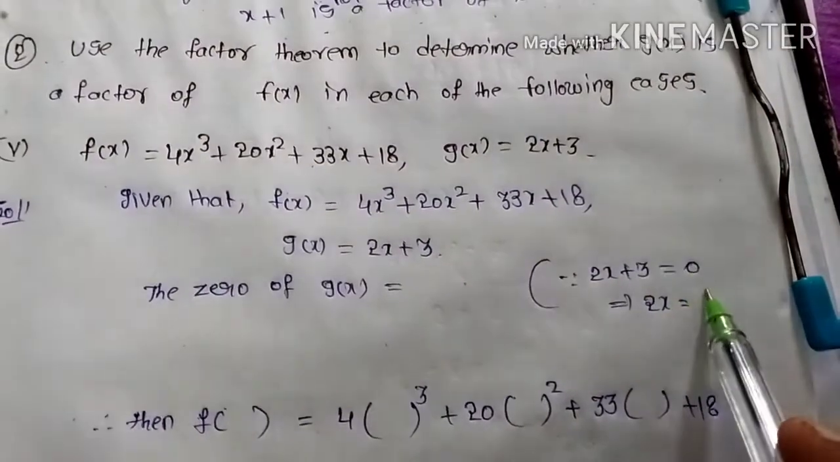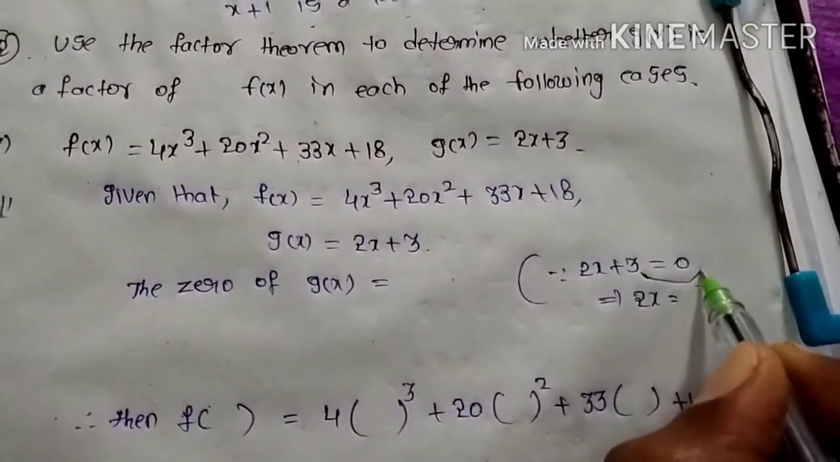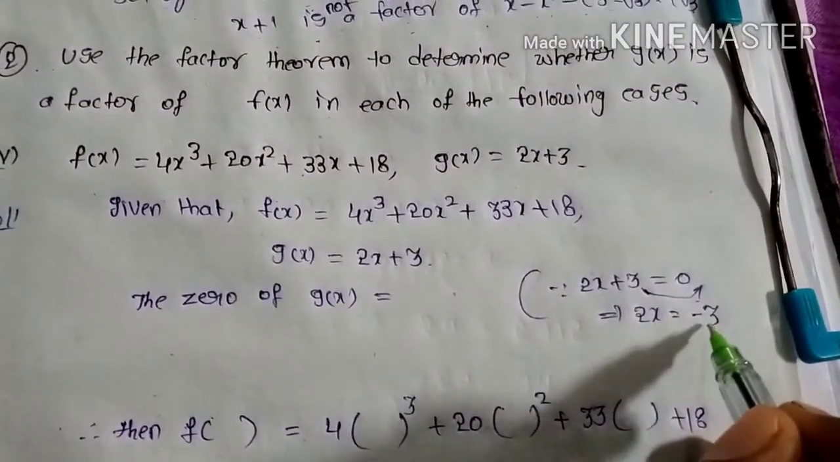Yes, 2x plus 3 is equal to 0 means 2x is equal to 0 minus 3. If I am transposing 3 to the RHS, will you get minus 3 or not? 0 minus 3 means 0 only. Sorry, it is minus 3.